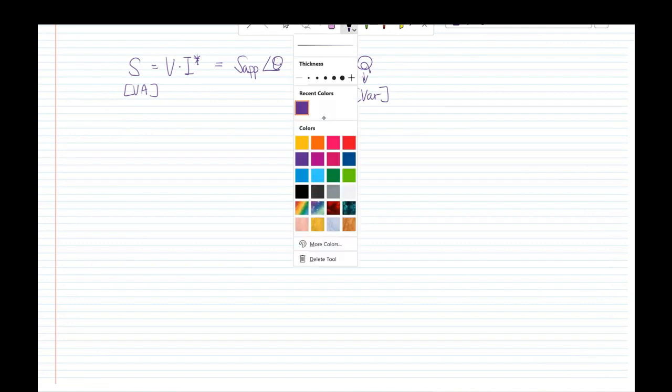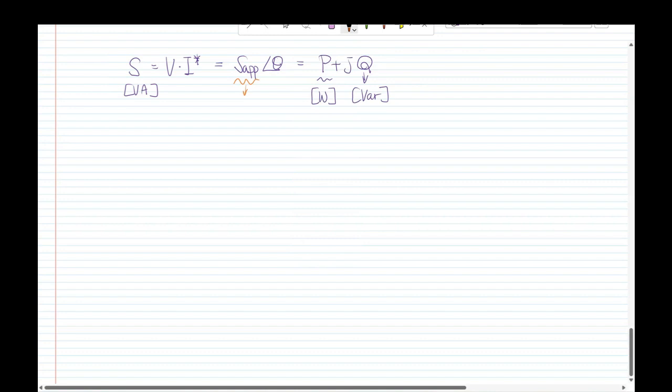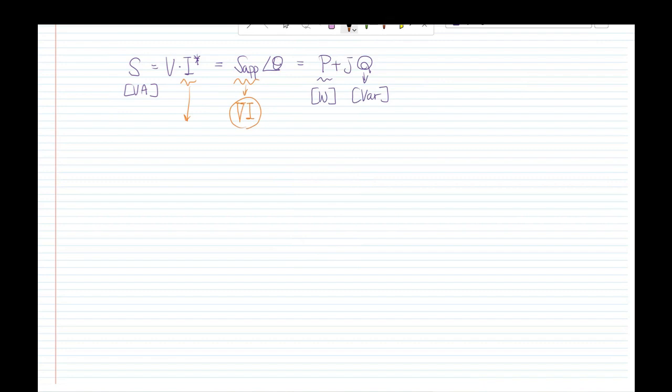And let's say S sub APP is V I, just V I. You're going to remember that conjugate means, for example, if I is 3 at 30 degrees, then I conjugate is 3 at minus 30 degrees. It just reverses the sign of the angle, okay? Because in AC, voltage and current have phasor form. It's not only amplitude, not zero angle. Okay, so this is why.